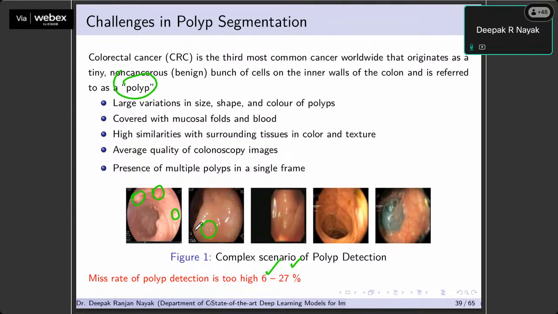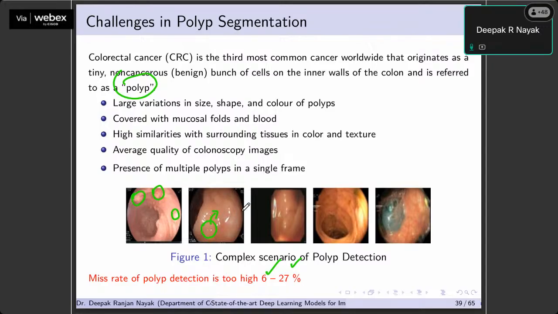If you cannot locate the polyps carefully, that may lead to some type of cancer known as colorectal cancer. It has to be detected and removed properly. To remove the polyp properly, we need the accurate boundaries of the polyps, right? Accurate boundary of the polyps is sometimes very, very difficult because of the high similarity of the texture of the polyp with its background.